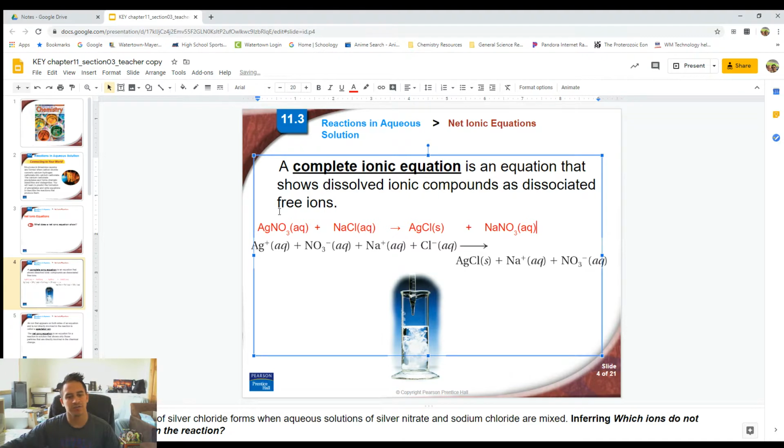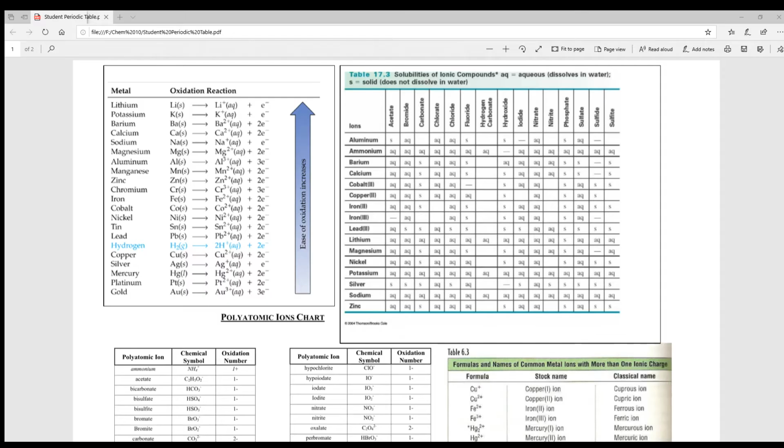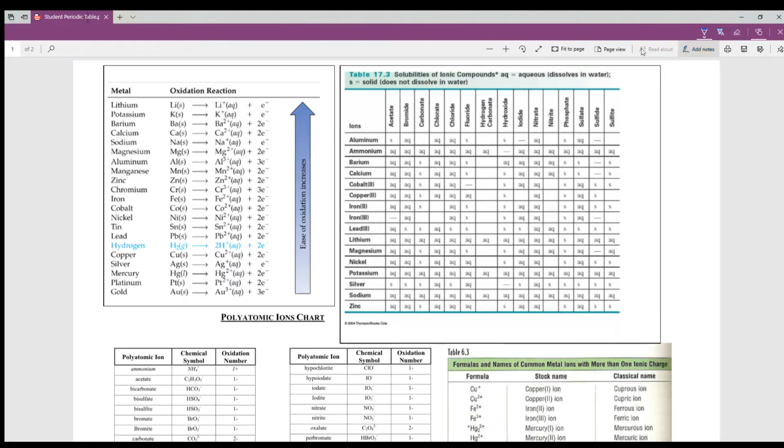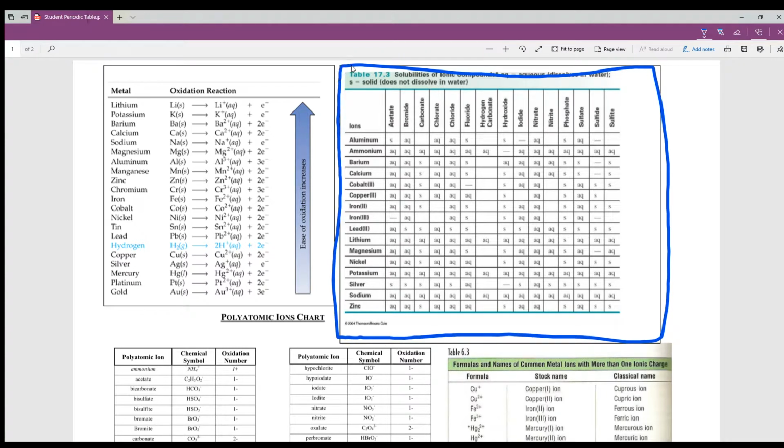Okay, now real quick to make sure we understand, we can check if something is aqueous or if it's a solid by looking on the back of our periodic table at a solubility chart. So I'm going to switch to my periodic table here. And the solubility chart is this big chart here in the upper right hand corner. Okay, so this is what we're going to be using for these double replacement reactions. So I'm just going to write DR. So for double replacement reactions, you're always going to use this chart.